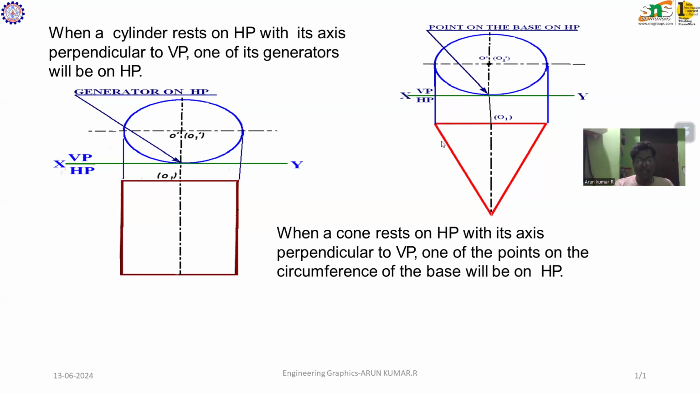So what is the case here? The axis is perpendicular to the VP. So I take a cone for this case. First of all, you have to consider the front view of the given solid, which is like a circle. That is the first step. Then we have to draw the XY line, which separates the VP and HP, the front view and top view of the given solid.